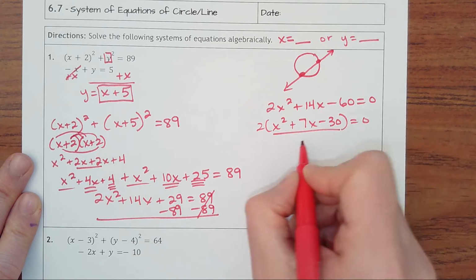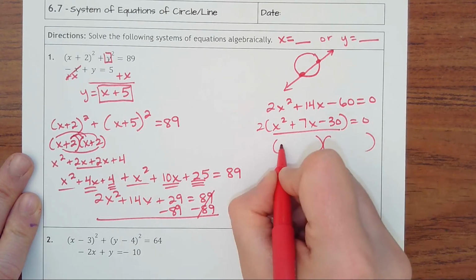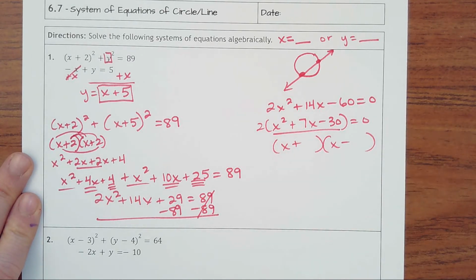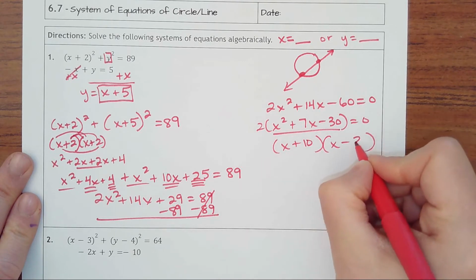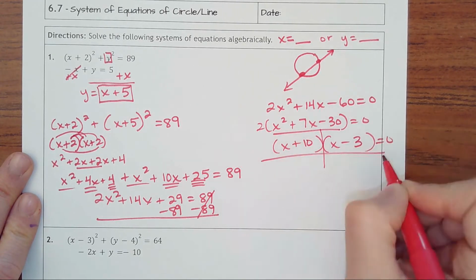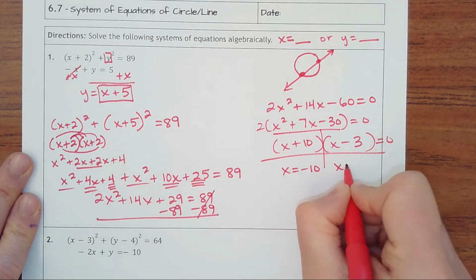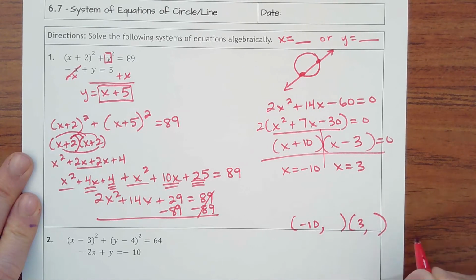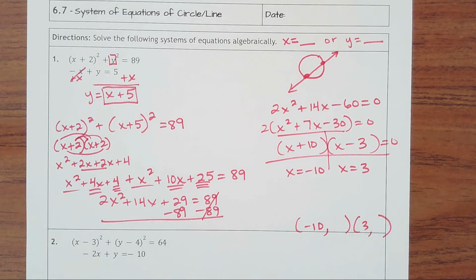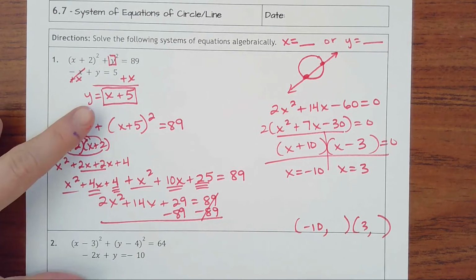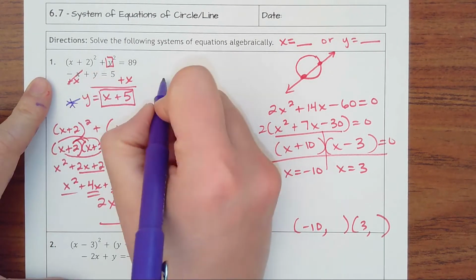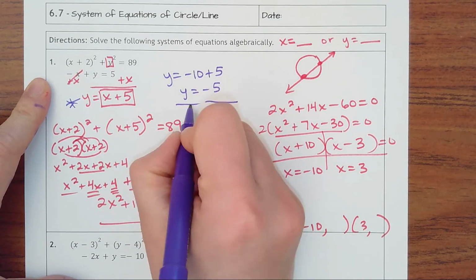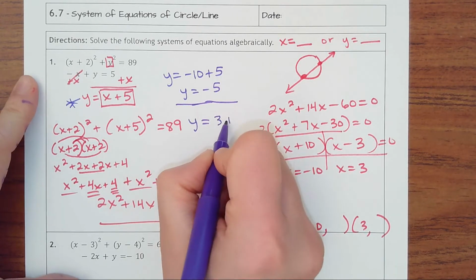I'm trying to factor this. It's a basic trinomial. So it multiplies to make a negative 30, that adds to make a 7, would be 10 and negative 3. And so my solutions would be negative 10 and 3. And then you simply just go back to the beginning, pick an equation, plug those x's in, which is going to be easiest to pick this one. That says y is our x value plus 5. So that one would be negative 5. Our y value is 3 plus 5, which is 8.